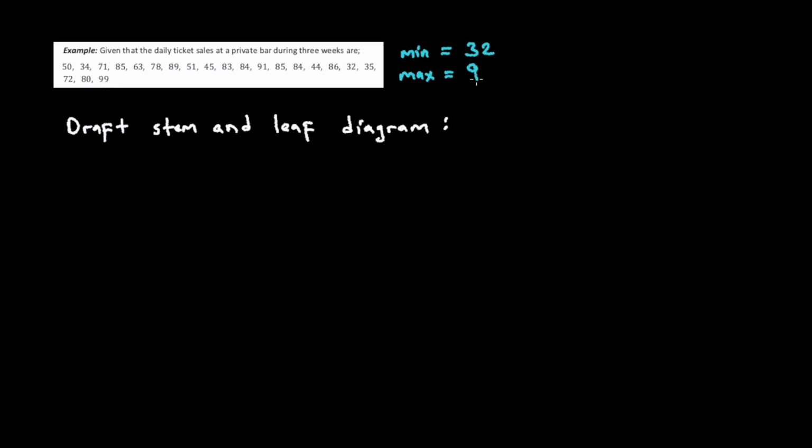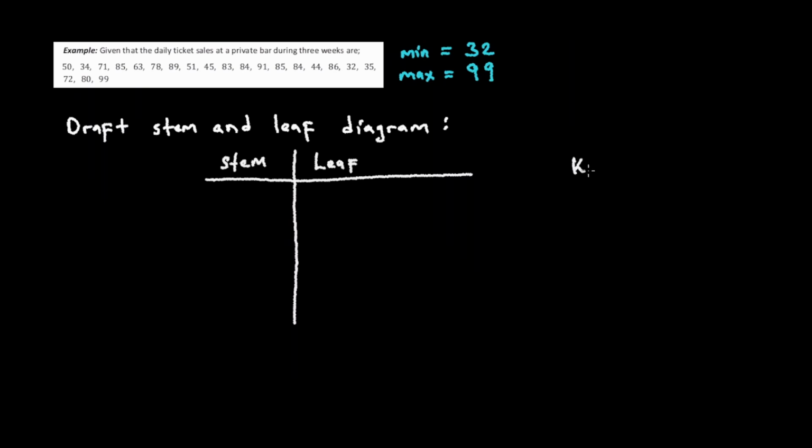99. Saka our minimum is 32, our maximum is 99. Okay. Saka tichada kugadzira a diagram like this. Tinenge tine a stem, toataisa a leaf. Then kunoku tichavataisa a key. We always require a key.